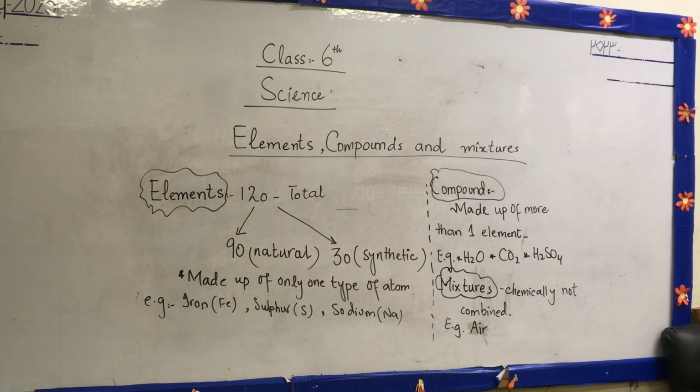acid. So an element is made up of only one type of atom, while a compound is made up of more than one element, and we have examples of compounds as well. Water is a compound, carbon dioxide is a compound, and sulfuric acid is also a compound. The water we drink is actually H2O.